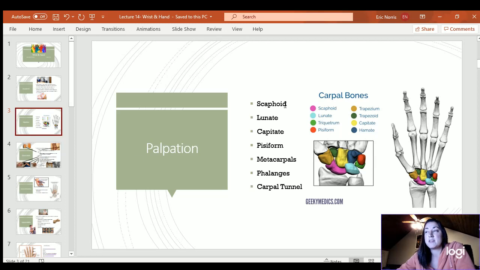We will palpate these areas in lab, but some of your carpal bones are easily palpated, including the scaphoid, the lunate, capitate, and pisiform. We'll find those in class. Your metacarpals, of course, are between the wrist and the fingers. That's basically the ones in your hand. The phalanges are your fingers. And then, of course, the carpal tunnel is the area on the palm surface of your wrist that your nerves and everything travel through.